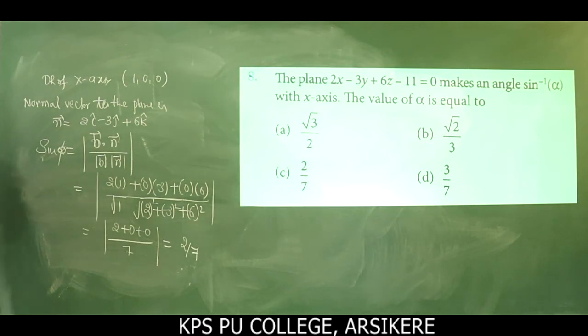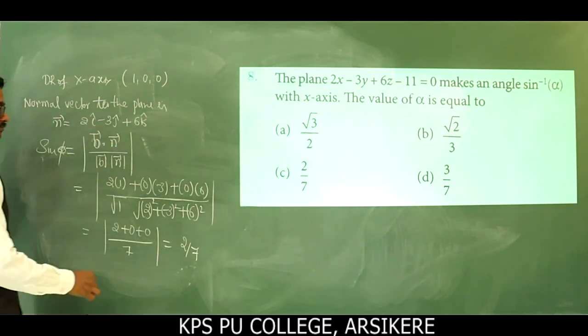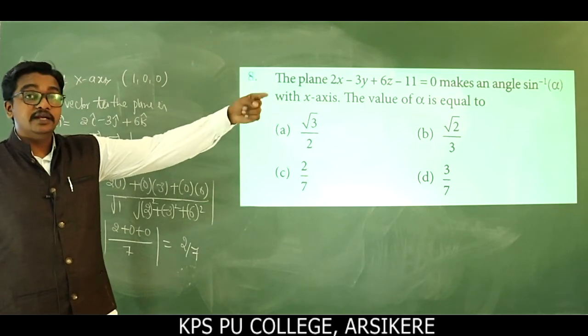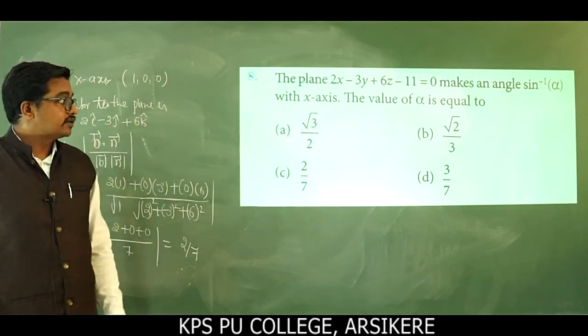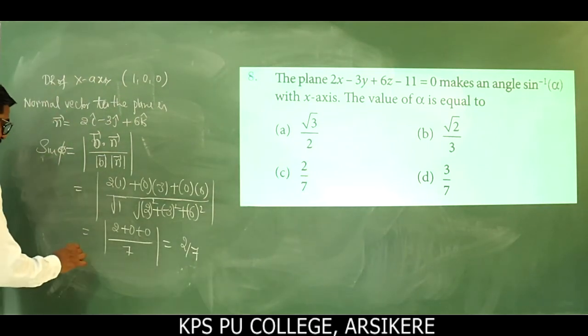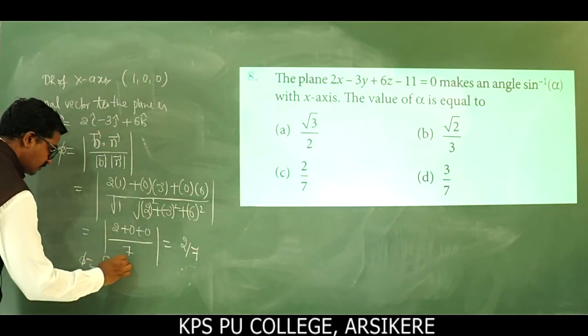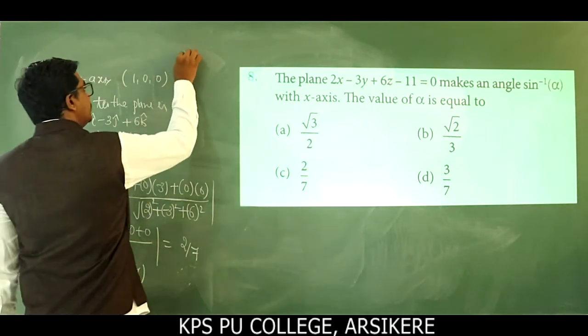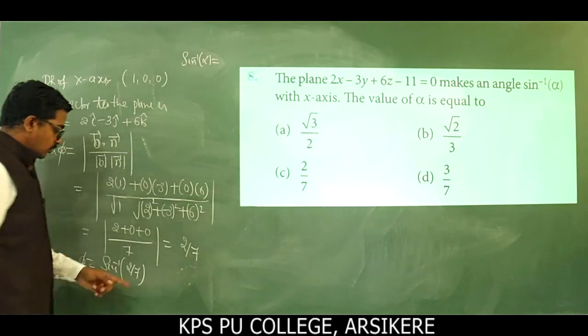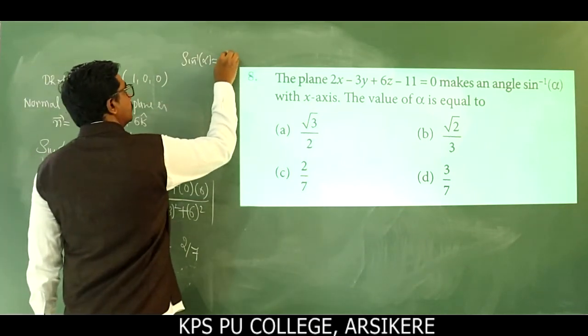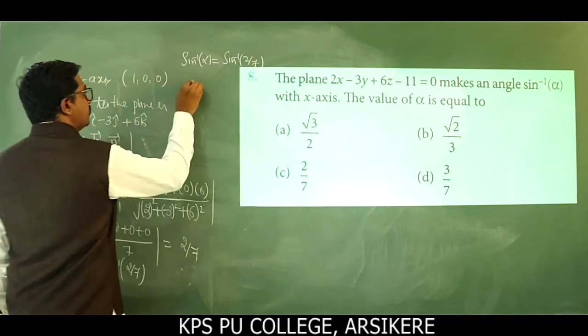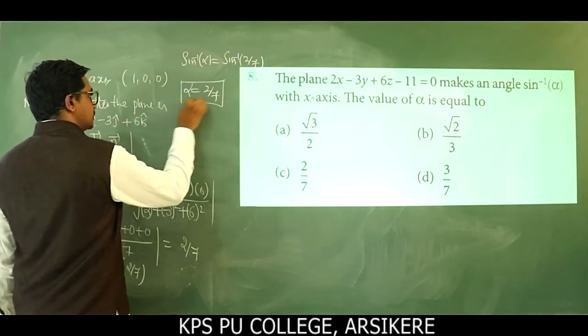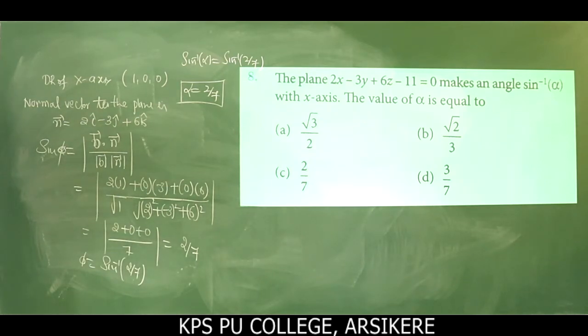Therefore, sin of the angle is equal to 2 by 7, and they already said it makes an angle sine inverse of alpha with x-axis. So this can be written as the angle is equal to sine inverse of 2 by 7. So what they given here? Sine inverse of alpha is what you obtained here, sine inverse of 2 by 7. So therefore alpha is equal to 2 by 7. This is our answer. Take a pause and note.